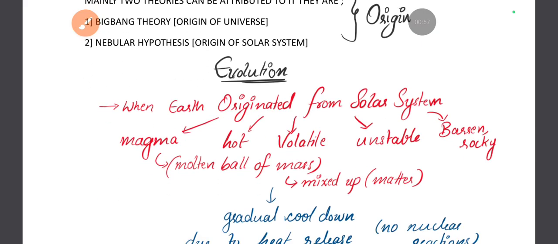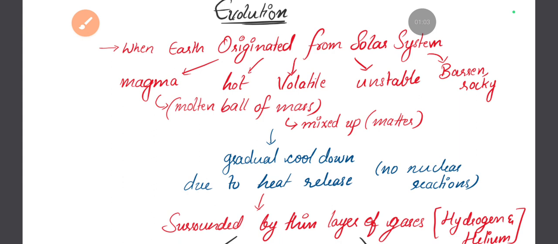I've told you when the earth was originated, it had features like magma. Hot magma was there. It was like a molten ball of mass, and the matter got mixed up inside the earth, and it was volatile, unstable, barren, rocky. These were the features of the earth when it was born or originated.